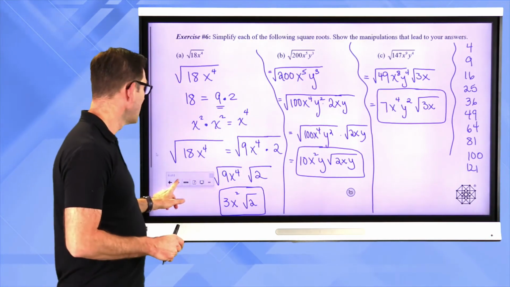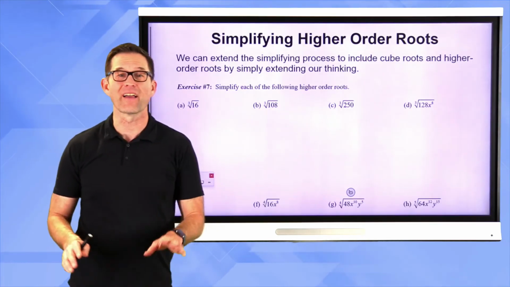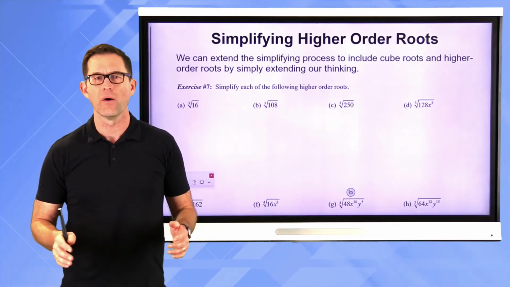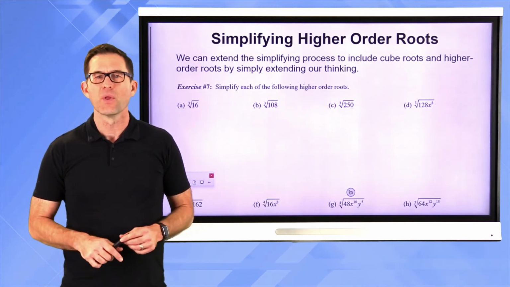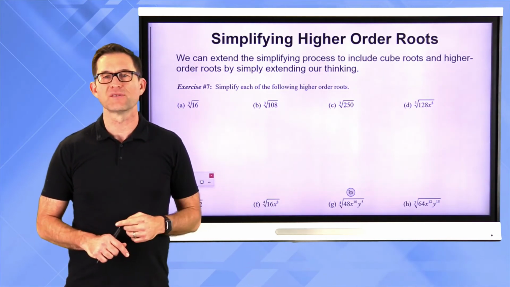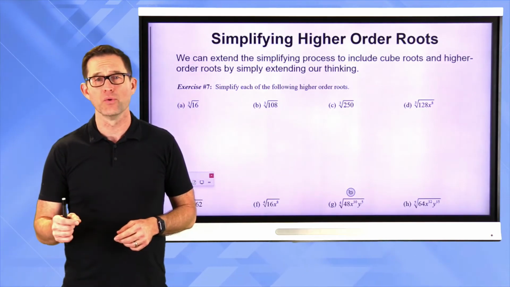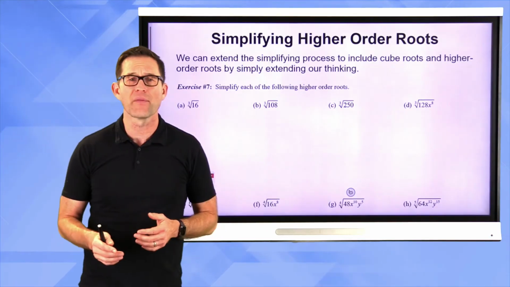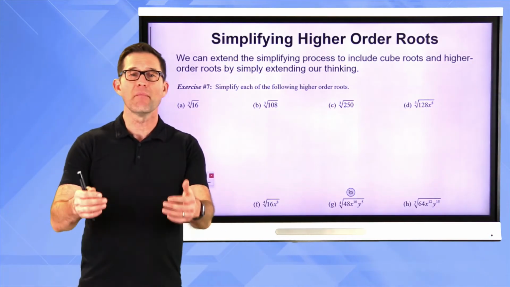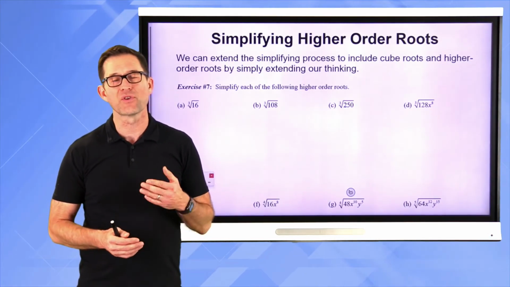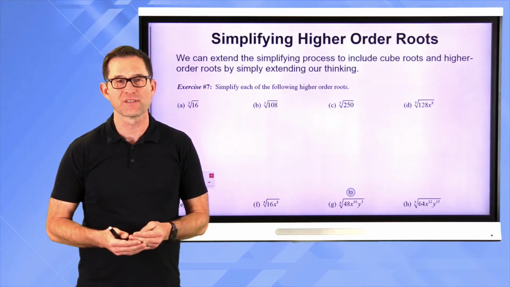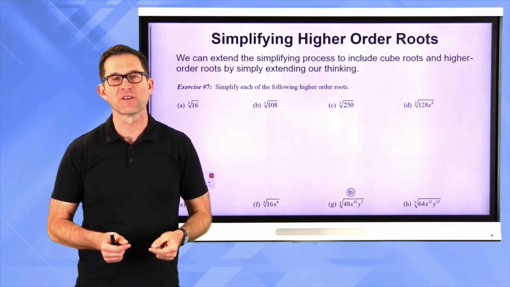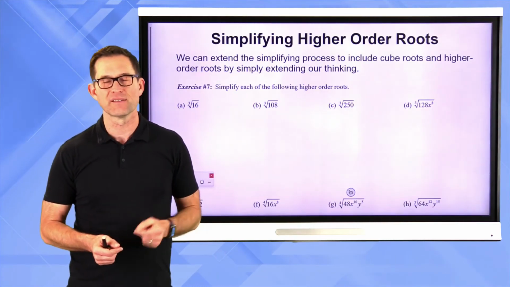Okay. Now, let's take it up a notch, simplifying higher order roots. Now, we're going to work on more of these in our next lesson as well, but we want to kind of get started on them. We can extend the simplifying process to include cubed roots and higher order roots by simply extending our thinking. Now, what can be a little bit tricky about this is, of course, as soon as you get by square roots, once you deal with cubed roots and 4th roots and 5th roots, now you're thinking about cubing numbers, raising numbers to the 4th, raising numbers to the 5th, etc.